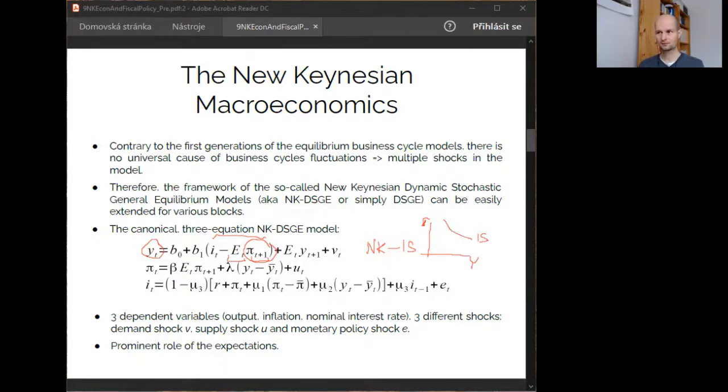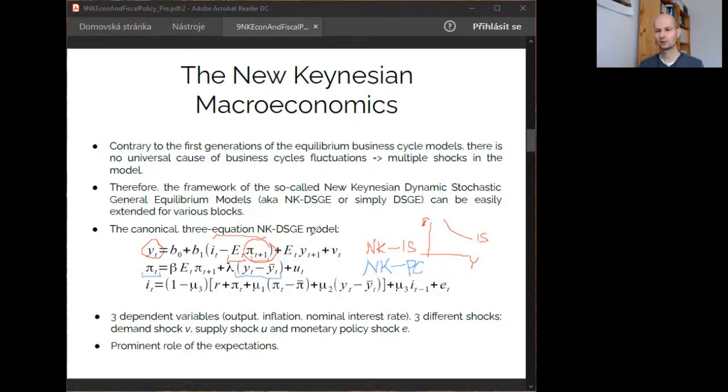The second equation is the new Keynesian Phillips curve. The Phillips curve has returned into mainstream macroeconomic models with the new Keynesian macroeconomics, and here it mainly serves as a description of the dynamics of inflation. It represents the link between inflation, which is associated with monetary policy and the nominal sector, and the real economy, which is here expressed as the difference between actual output and potential output, denoted as Y bar.